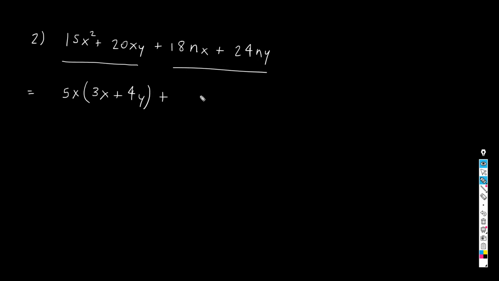So the greatest common factor will be 6n. That multiplies x. No, sorry, 3x. This times this will produce 18nx. And 4y. This times this will produce this. So I have already achieved a partial factorization of my original polynomial, or my original expression.